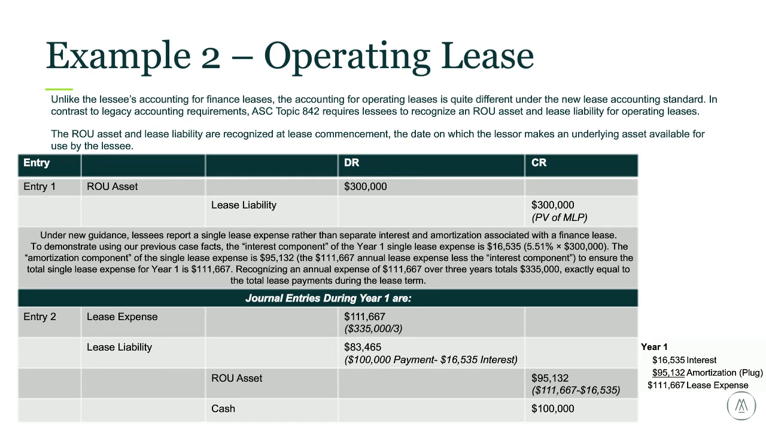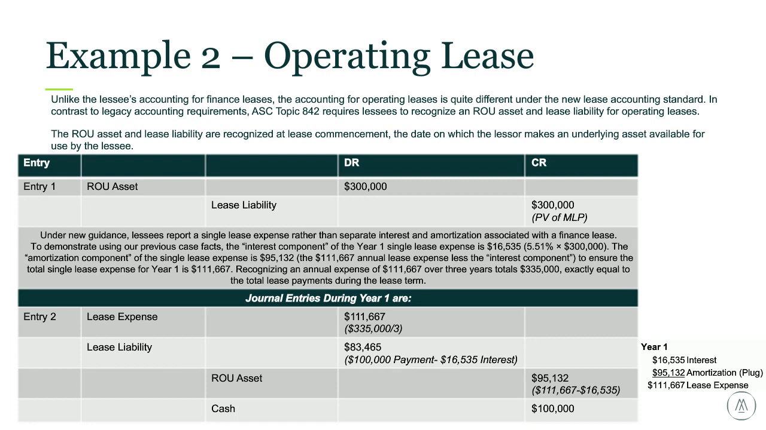But here's where it gets different for an operating lease. An operating lease, as opposed to a financing lease, wants you to recognize your lease expense straight line over the lease term. Okay? So I know that I have 3 payments that sum up to $335,000 over that lease term. So the expense that I need to record at the end of year 1 is a third of that. So I take the 335 divided by 3, I get to 111, almost $112,000.